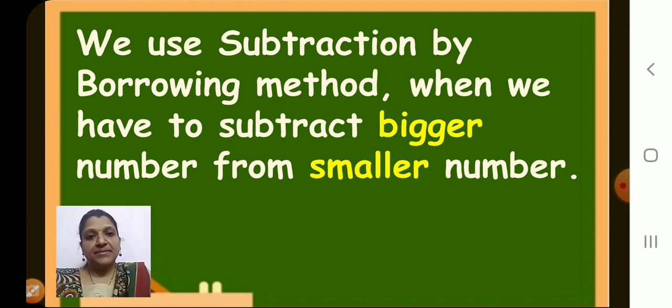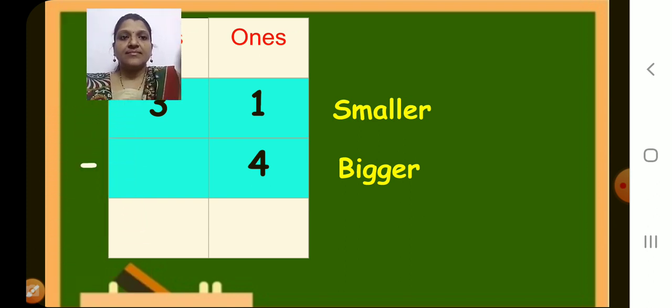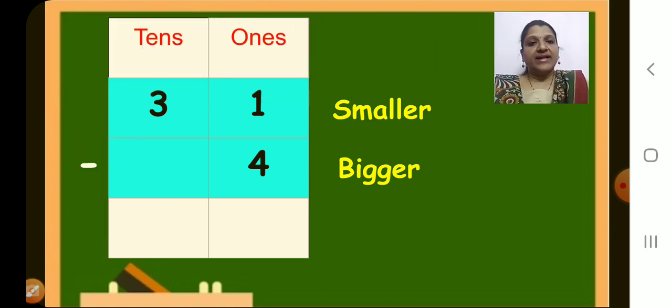Now let us see one example. Here one example is given: 31 minus 4. As per the steps, we will first subtract the numbers in the ones place. What are the numbers in the ones place? 1 minus 4. Here 1 is a smaller number and 4 is a bigger number. So can we subtract 4 from 1? No, because 4 is bigger than 1. In such cases, we use the subtraction by borrowing method.